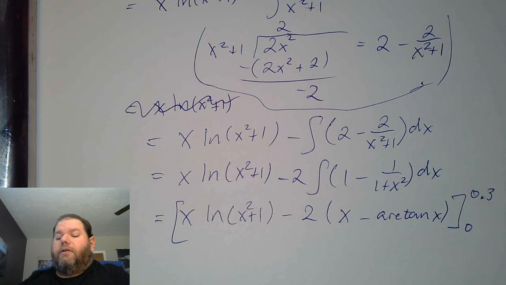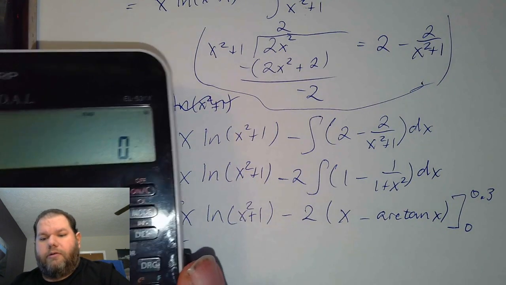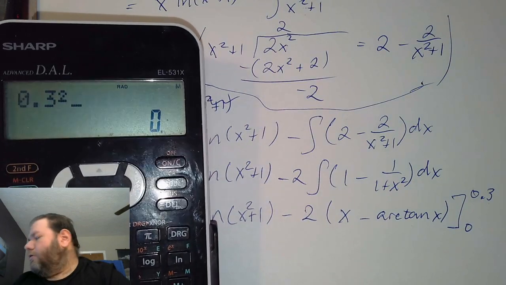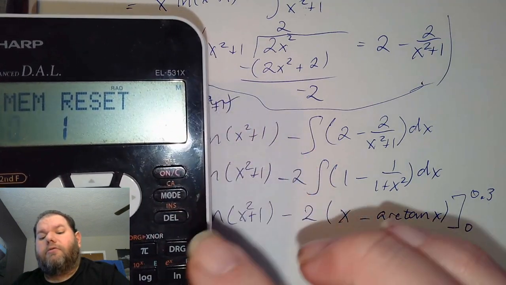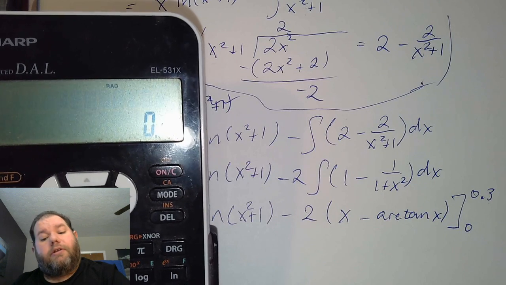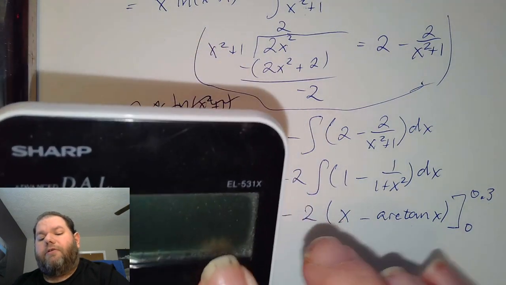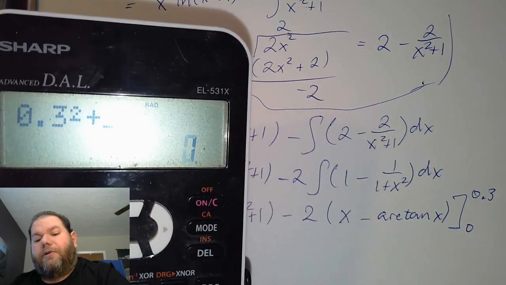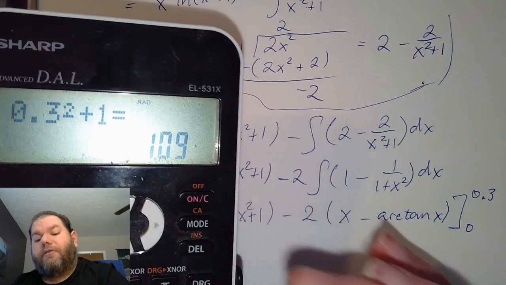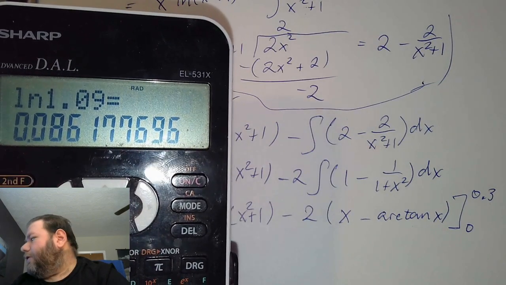Let's see. So we need 0.3 squared plus 1. Take the natural log of that value. Not reset the memory. Not clear the memory. Sorry. The natural log of our stored value. It's no longer stored. I'm going to start over. I'm sorry, guys. 0.3 squared plus 1. Take the natural log of 1.09. Much easier that way. Okay.